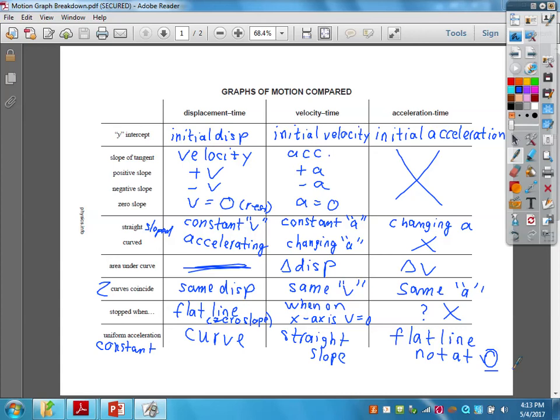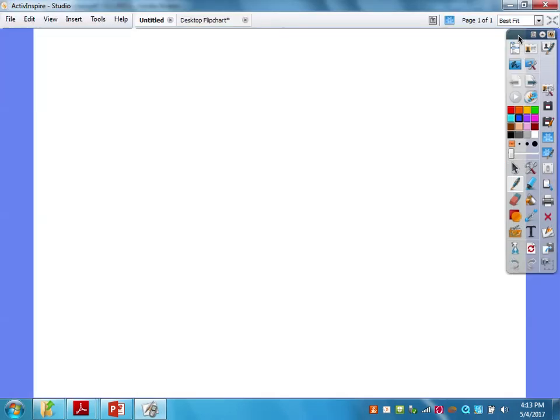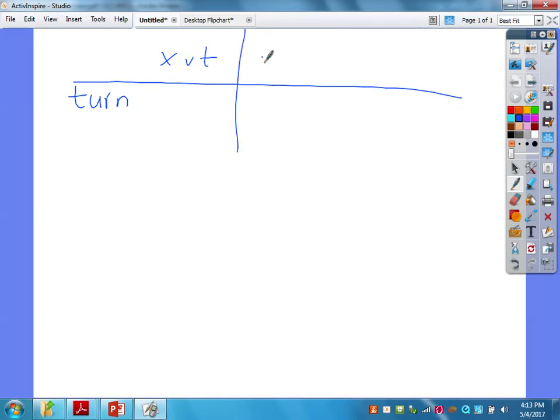All right. I want to add one more thing on here, especially since, unfortunately, I forgot to do it in the velocity time video. Let's add one more category. When do you turn? When do you know you turn? On a displacement time graph, on a velocity time graph, and on an acceleration time graph. On a displacement time graph, you turn when the slope changes directions.